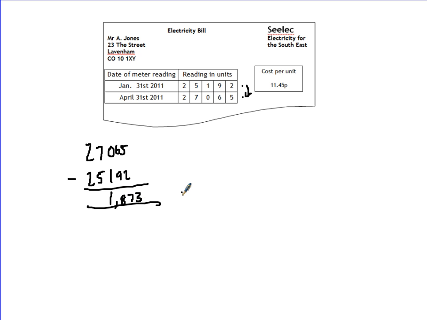1,873 units used, and I'm going to times that then by 11.45 pence, which will then give us the value that we're looking for. Now that's in pence, so if we write it out, rounding to the nearest whole number and then we put our point in, it'll work out as £214.46. That's question 1.